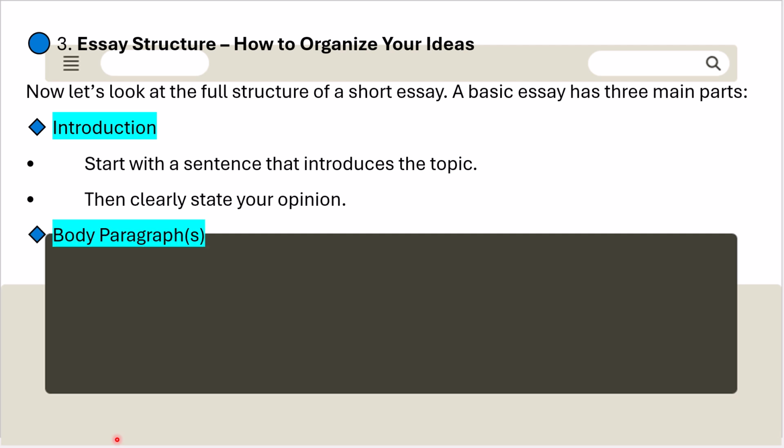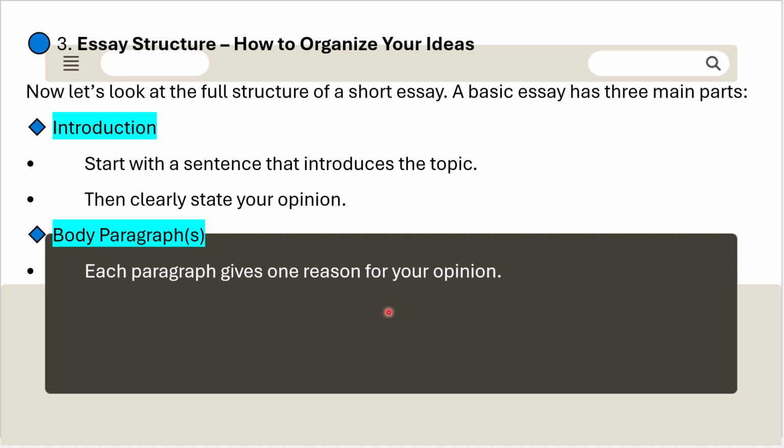Next element is the body paragraphs. The essay can have 2 to 3 body paragraphs depending on your planning. So what do body paragraphs contain? Each paragraph gives one reason for your opinion. Give reasons for your opinions. Why do you think so? What is the question asking you? Write about it, give reasons and support your opinion.